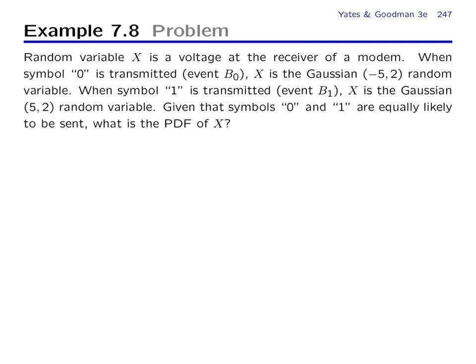This next example describes a model for what happens in your cell phone thousands or millions of times per second, depending on the rate at which you're downloading bits from the internet. Associated with each bit is a noisy voltage. When the symbol 0 is transmitted, which corresponds to event B0, X is the Gaussian random variable with expected value minus 5 and standard deviation 2. On the other hand, when a bit 1 is transmitted, that's event B1, X is the Gaussian with expected value positive 5 and standard deviation 2.